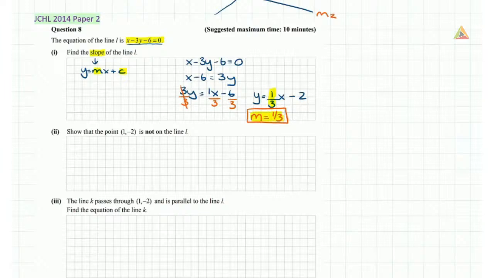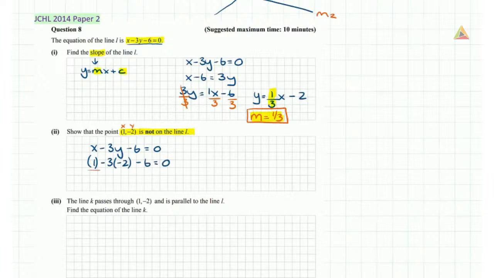Part 2, show that the point 1, minus 2 is not on the line. So we're checking if that point 1, minus 2 is on the line, but we're expecting it to not be on the line. So all we're going to do is sub into the line, x is 1, and everywhere I see a y, I'll put in minus 2. And remember, it's this line here, the line from part 1 we're using. And let's see what happens with the left and the right. So x is 1, y is minus 2, and I'm leaving everything else as it is.